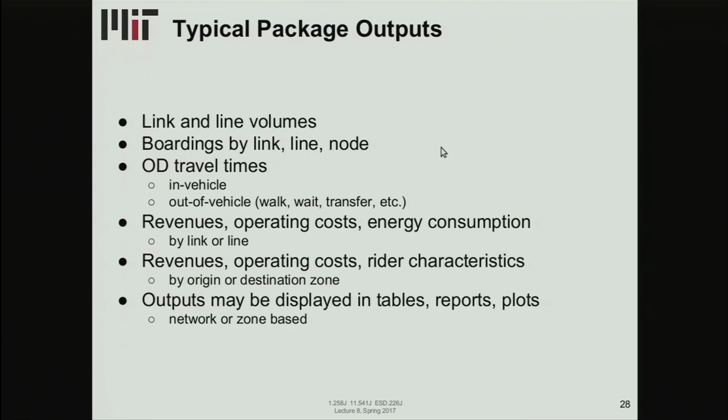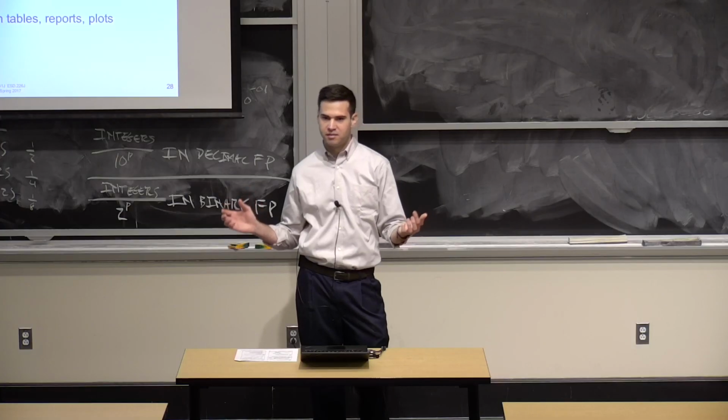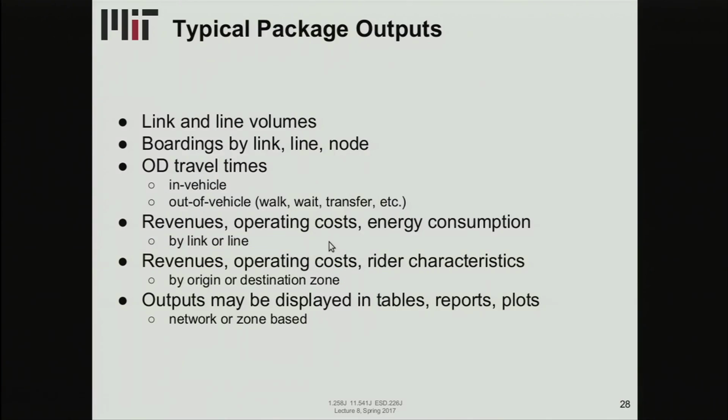So the package outputs. You get ridership by link and by line, boardings by node, by line, by link. You can have OD travel times, so in-vehicle time, and also including the access and egress portions, transfers, etc. Revenue predictions, operating cost predictions, energy consumption predictions, even CO2 emission predictions. Revenues, operating costs, rider characteristics, and you have all sorts of ways of displaying that: tables, reports, plots, etc.